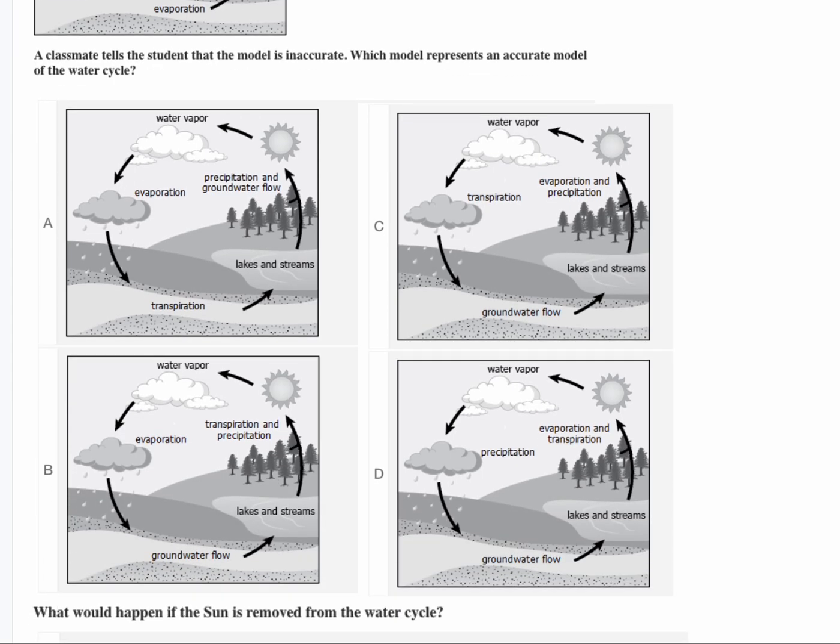A. Evaporation, transpiration, lakes and streams, precipitation and groundwater flow, water vapor. B. Evaporation, groundwater flow, lakes and streams, transpiration and precipitation, water vapor. C. Transpiration, groundwater flow, lakes and streams, evaporation and precipitation, water vapor. D. Precipitation, groundwater flow, lakes and streams, evaporation and transpiration, water vapor.